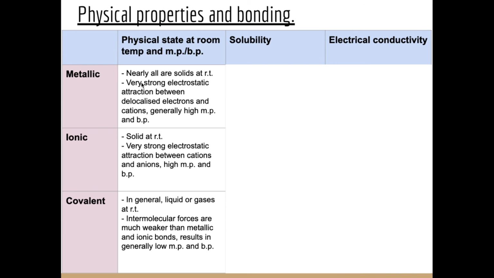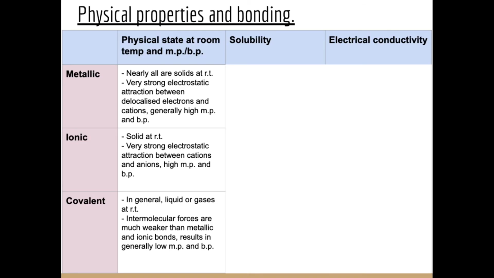If we think back to our metallic model, we have a very strong electrostatic attraction between the delocalized electrons and the cations. This will give generally a high melting and high boiling point. A very famous example of an exception to this rule is mercury, which is a liquid at room temperature, but pretty much all of our metals have very high melting and boiling points.